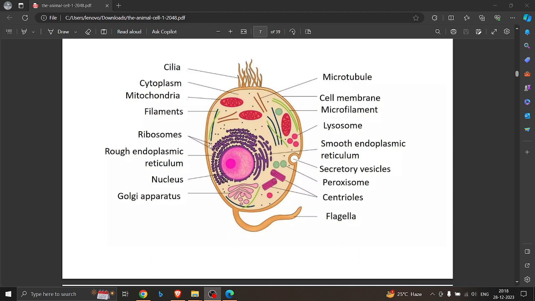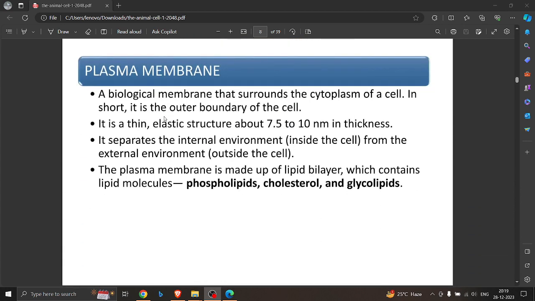So if you see here, this is a diagram which shows the different parts: organelles, cilia, cytoplasm, mitochondria, filaments, ribosome, rough endoplasmic reticulum, nucleus, Golgi apparatus. Here you can see centrioles, flagella, microtubules, cell membrane, and lysosomes.